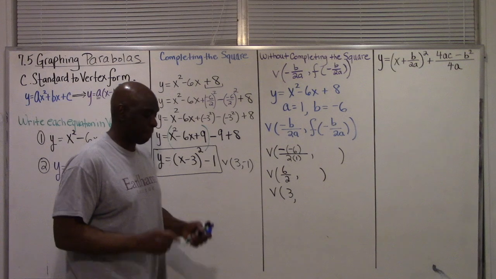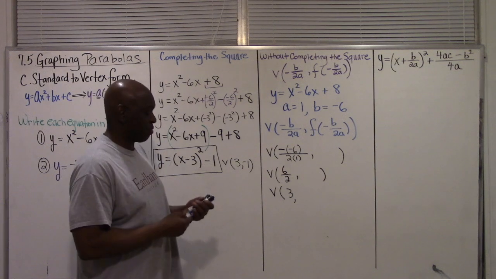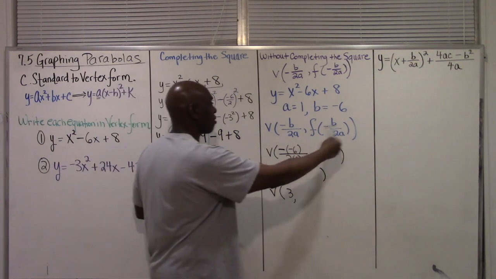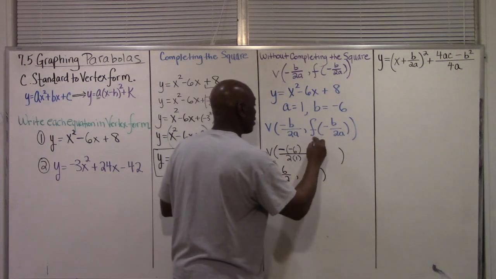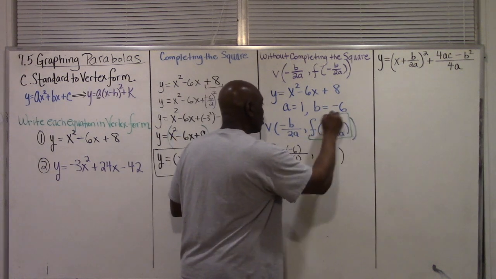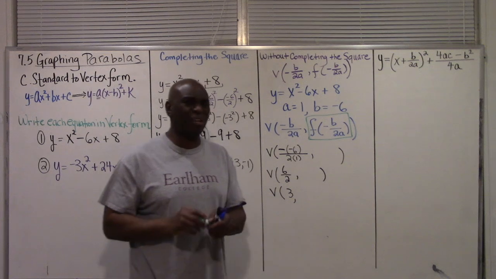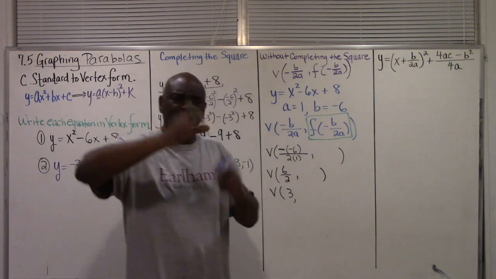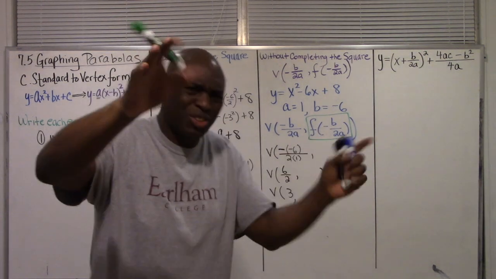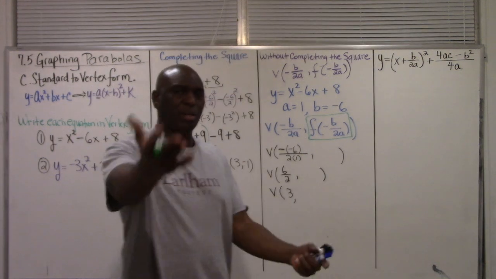All right, now we're ready. So Mr. Wright, what is all of this stuff right here? I don't get all this. That looks confusing. What does all that mean? Some of y'all looking like, I don't know what all that f of negative b divided by 2a is, what's all that? All right, here we go. I'm about to show you what it all is.